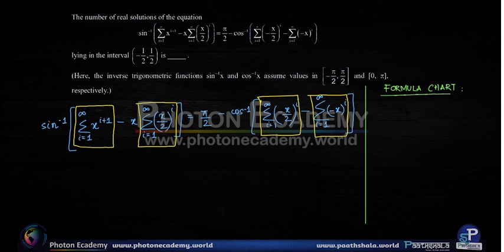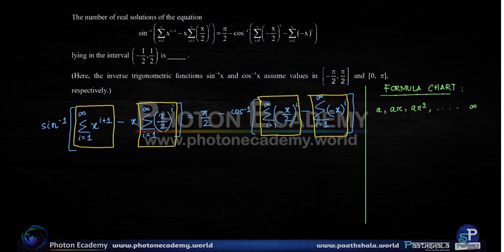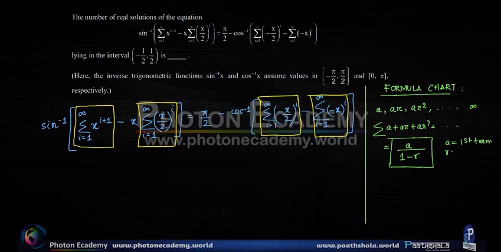If there is an infinite geometric progression like a, ar, ar square, to infinite terms, where r is the common ratio, then the summation of this infinite geometric progression, a plus ar plus ar square plus and so on, is equal to a divided by 1 minus r, where a is the first term and r is the common ratio.